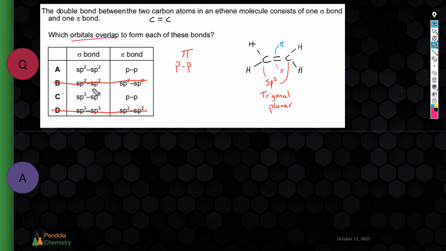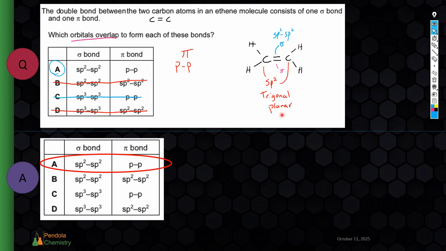Well, if we have A and C here, all we have to do is figure out the hybridization of the carbons, and that's sp2 hybridization, meaning that the sigma bond is going to be the result of sp2 to sp2 overlap, since those are the hybrid orbitals in this carbon. Meaning that the answer is not C, the answer will be A.